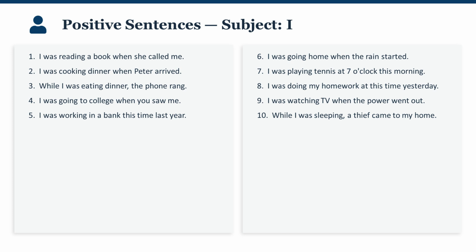Number 7. I was playing tennis at 7 o'clock this morning. Number 8. I was doing my homework at this time yesterday. Number 9. I was watching TV when the power went out. Number 10. While I was sleeping, a thief came to my home. Notice how each sentence has an ongoing action in the past continuous, and an interruption in the simple past.